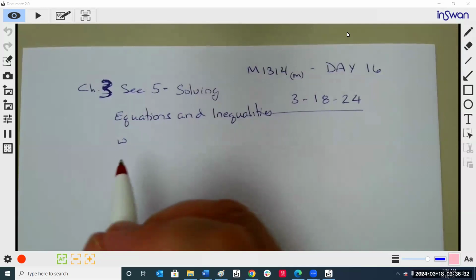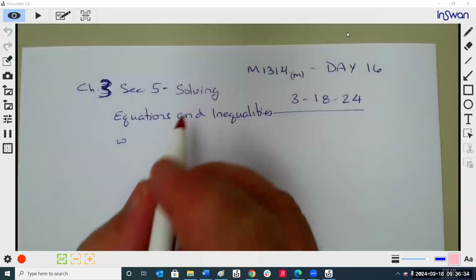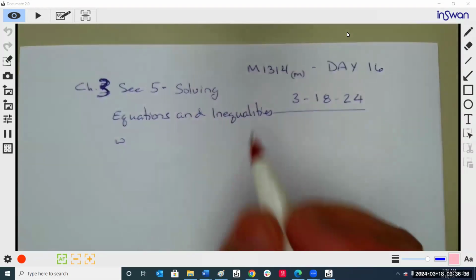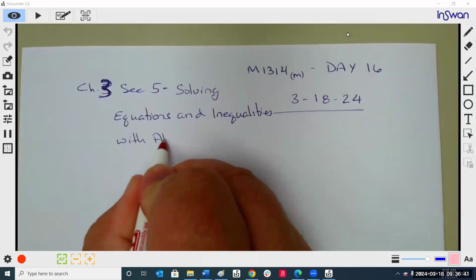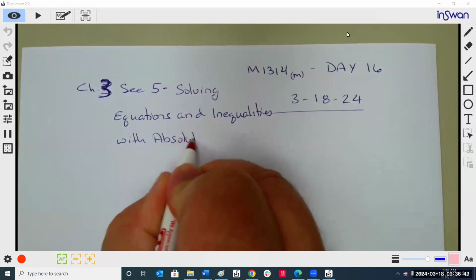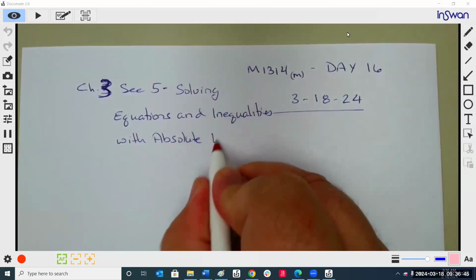So we're going to first start chapter 3 section. We're going to finish up chapter 3. This is the last section of it. Solving equations and inequalities with absolute values.